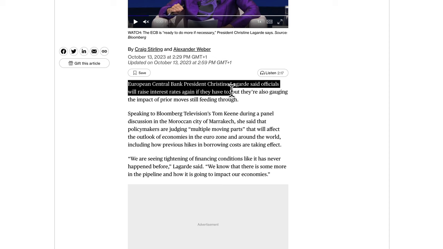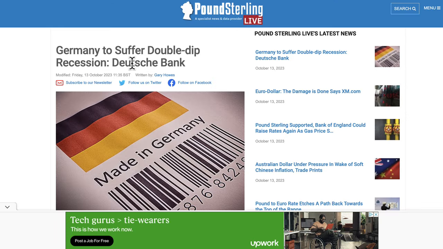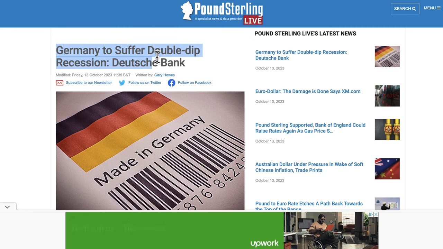So that's very hawkish. I think they're jawboning. Jawboning is just trying to support the euro and trying to persuade the market that the euro isn't as weak as it actually is. But they are gauging the impact of prior moves still feeding through. So they need to wait and see what the effect of the interest rate hikes is on the economy, right? And so we do have this as well from Pound Sterling Live.